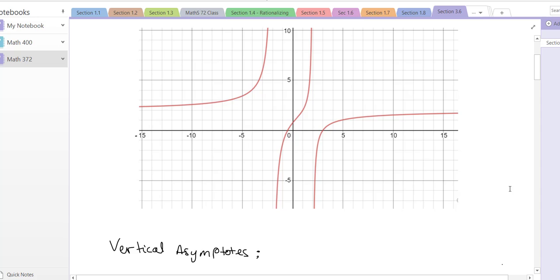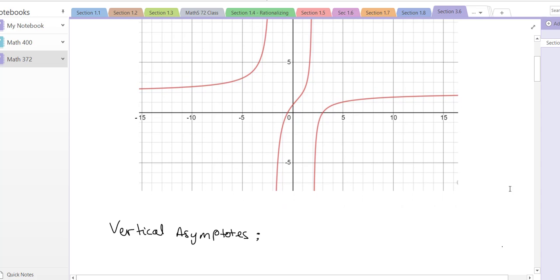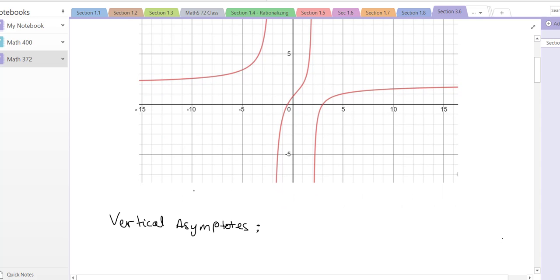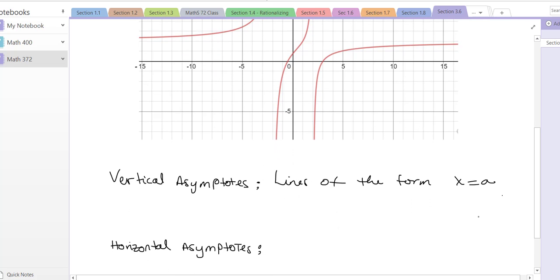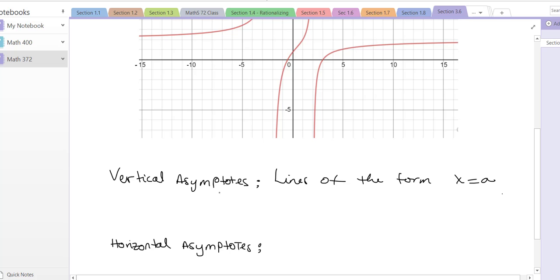So first of all, what is a vertical asymptote? Vertical asymptotes are lines of the form x equals a, right? Vertical lines, so the lines with undefined slope. So a vertical asymptote has that kind of graph. So x equals a is a vertical asymptote. And I abbreviate vertical asymptote as VA.